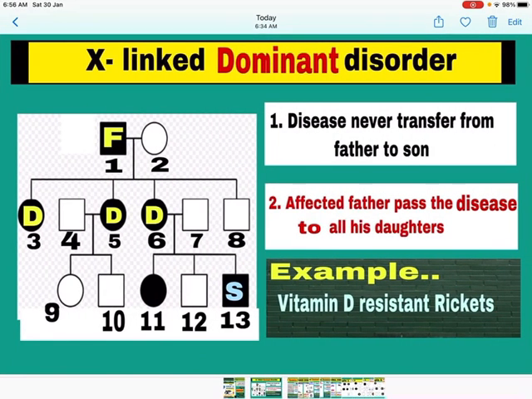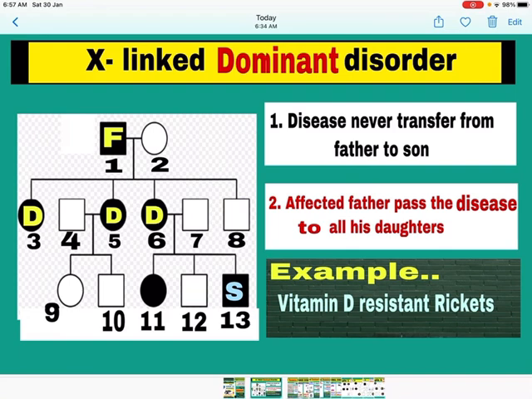This is the first pattern, X-linked dominant disorder. Let us see the golden rule or clue to identify it. See the pedigree chart given and note. Here, affected father, see number 1, and his daughters. Check number 3, number 5, number 6. All of his daughters are affected. So the golden rule is: an affected father passes the disease to all his daughters, and also a father cannot transfer the disease to a son. Check number 8. The son is not affected even if the father is affected.